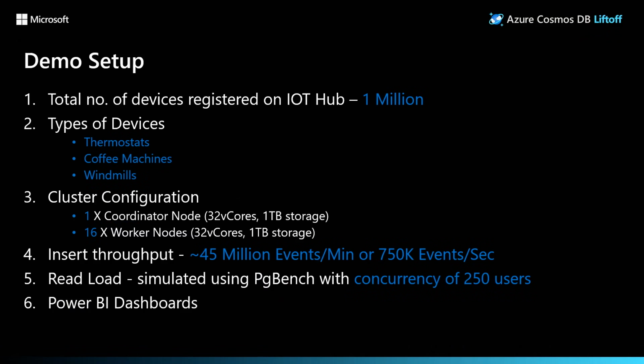Azure Cosmos DB for PostgreSQL has been used as a target with one coordinator and 16 worker nodes. We have also developed a couple of Power BI dashboards. The first one tries to capture the meaningful metrics around IoT devices, while the other provides a snapshot of the database performance in terms of write throughput, scale, and query response times. Let us quickly jump to the demo and show you how the data is modeled in Azure Cosmos DB for PostgreSQL.